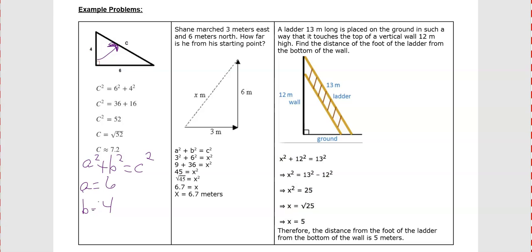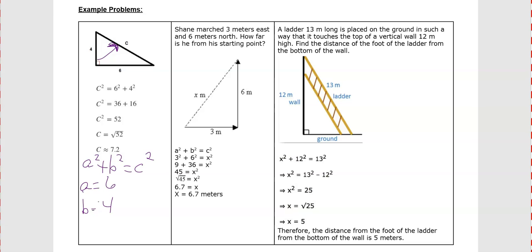So we have 6 squared plus 4 squared. 6 squared is 36. 4 squared is 16. When you add this together, you get 52. Take the square root and then approximate to decimal if it tells you to. If it does not tell you to, leave it as a radical, but do simplify it all the way. If you need help simplifying radicals, I have 2 videos about that on the channel.